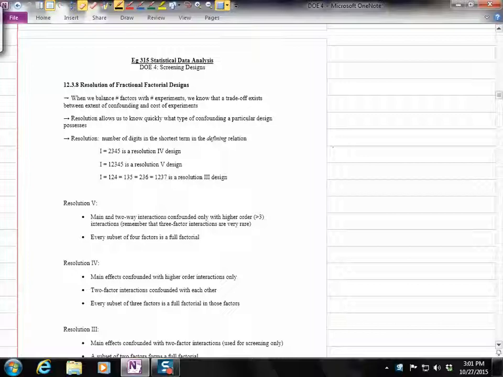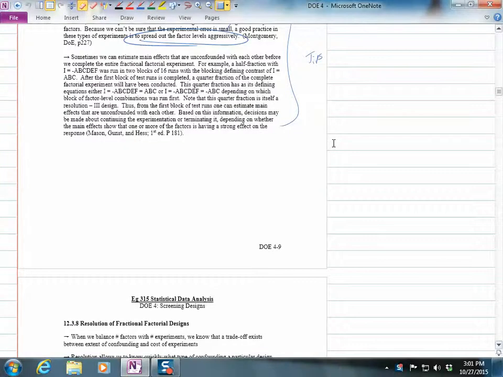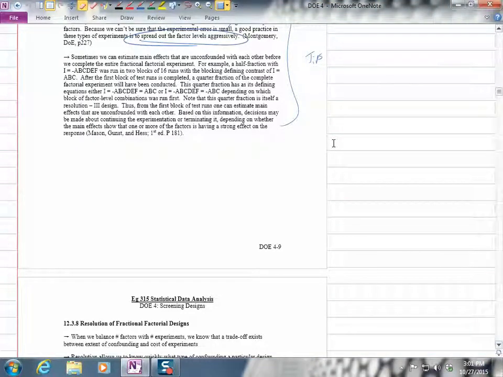So let's move on with chapter 12. We've been talking about screening designs. And again, the idea in screening designs is we cannot complete a full factorial. So we're doing fewer runs. And there's a price to pay in doing fewer runs, and that price that we pay is confounding. So that means the data are more difficult to interpret than in a full factorial.